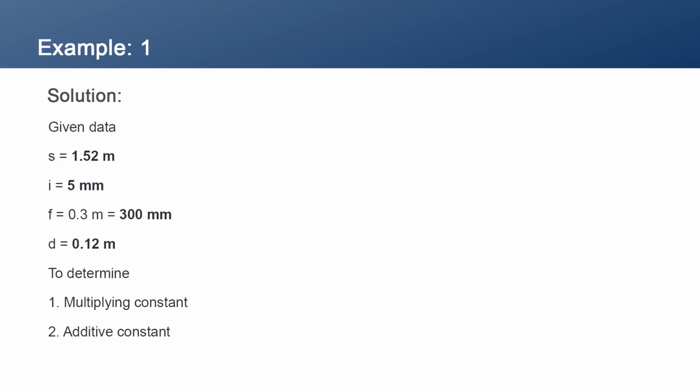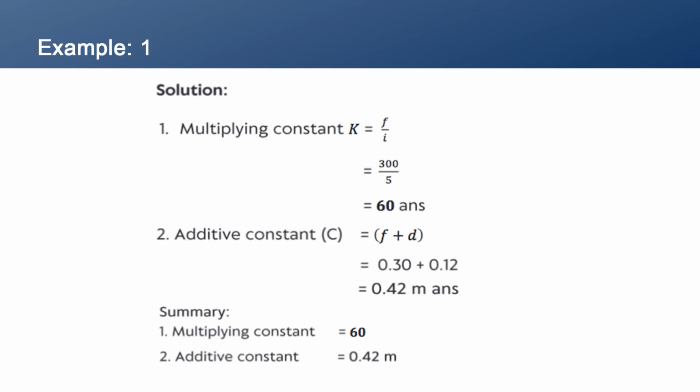So, what are the given data? S is 1.52 meter, I is 5 millimeter, F is 0.3 meter, that is 300 mm, and small d is 0.12 meter. And we are asked to determine the multiplying constant and the additive constant. So, let us work out the solution. We know the multiplying constant K is equal to F by I. Substituting the values, K is equal to 300 by 5, which is 60.